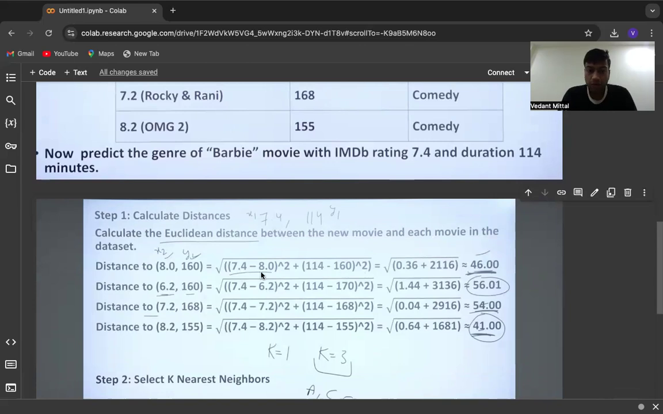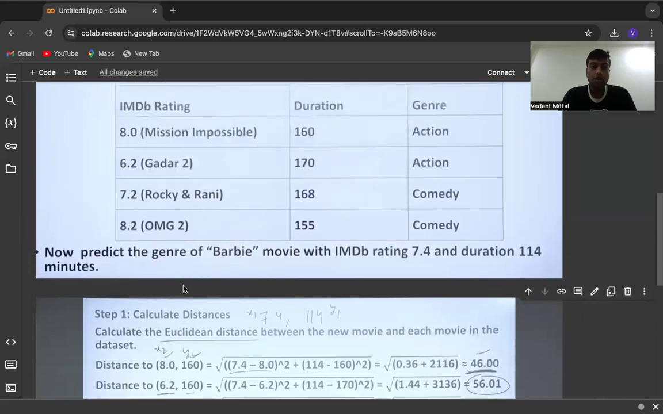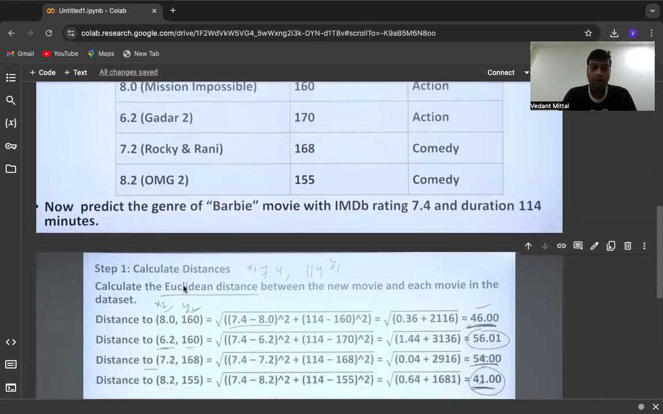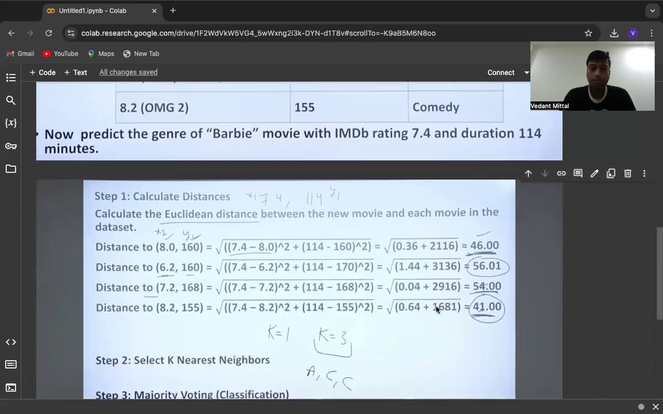So basically, we have written (7.4 minus 8) squared plus (114 minus 160) squared. Basically, we have subtracted the IMDb rating and the duration. So we got 46. And then we calculated the remaining three distances, for Gadar 2, Rocky and Rani, and OMG 2. Now we got the distances as 46, 56, 54, 41.